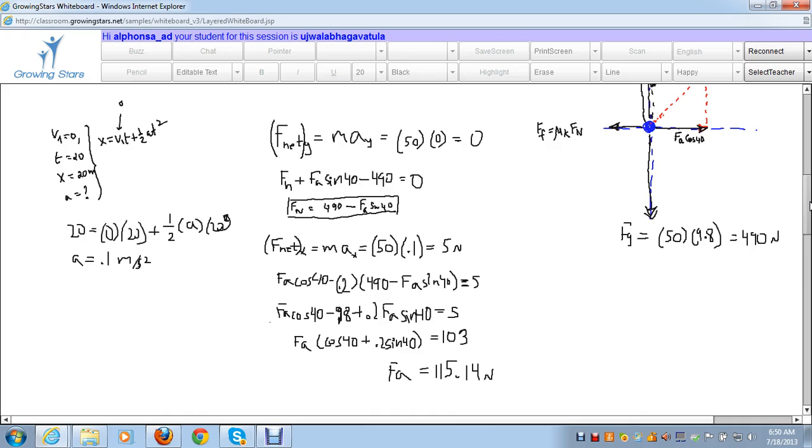1 4 Newton, isn't it? That means if you pull the bag with that force, you will be able to reach there in 20 seconds, after overcoming the friction and all. Does it make sense? It's a very practical question.